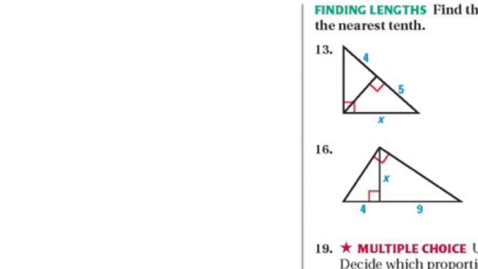Starting with number 13, we want to figure out what x is, the missing leg of the large right triangle. So we're going to use the geometric mean, the leg theorem, and the proportion that we're going to set up is 9 is to x as x is to 5.